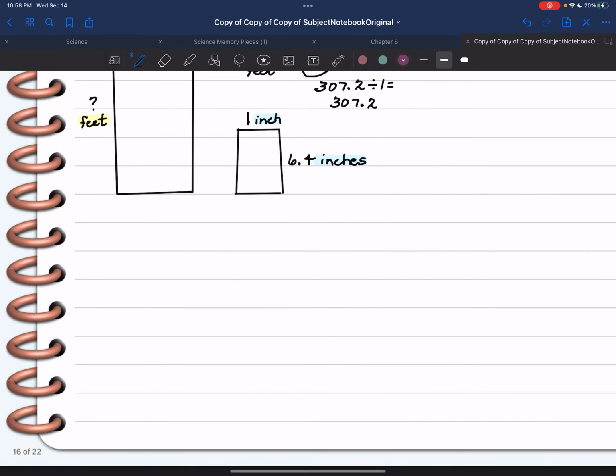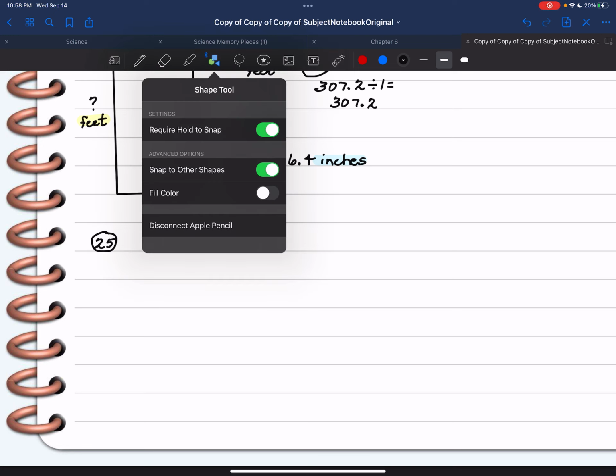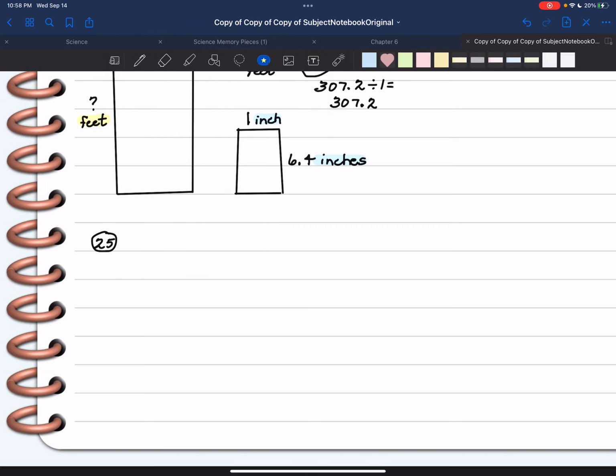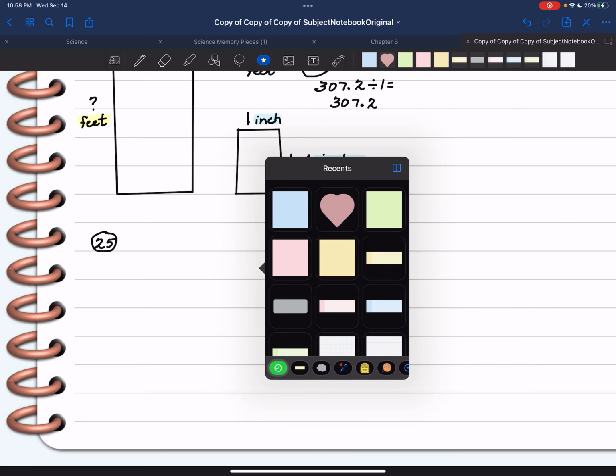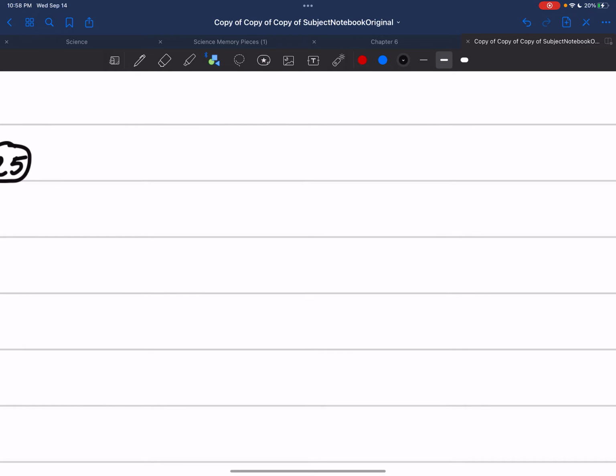Number 25. Mike's regular pentagonal garden has sides measuring 8 feet. Now let's stop right there because that is a scary thing to think about. Let me see if I'm trying to find a pentagon. I don't think I'm going to be able to, so let me go ahead and draw one.